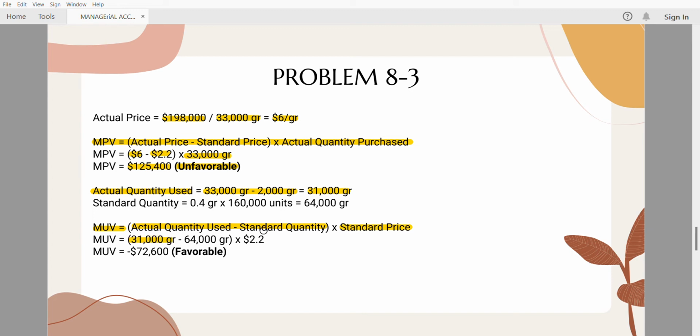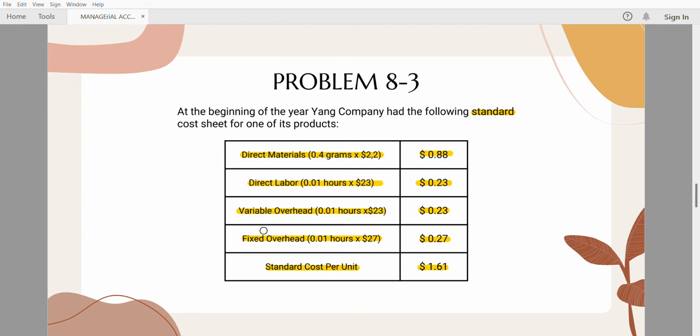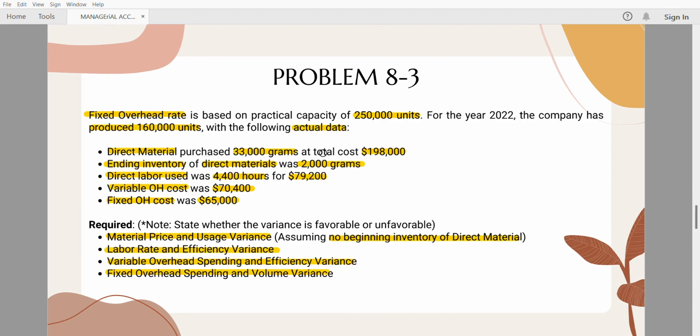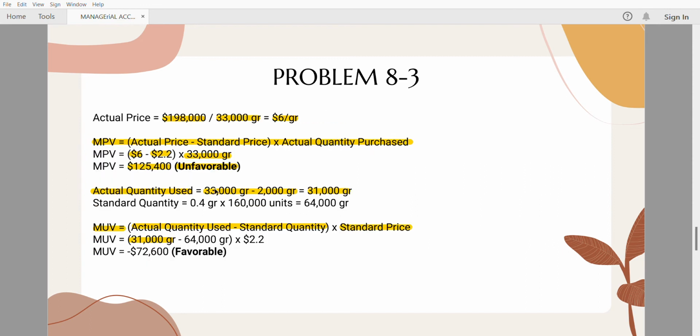Meanwhile, for the standard quantity, they didn't tell us also, but they do tell us that one direct material is 0.4 grams, with the units produced being 160,000. So 0.4 times 160,000 units, we get 64,000. And we minus it with 64,000, put it in the formula, times $2.2, which is the standard price. And we get minus $72,600, and it's favorable since it's minus.